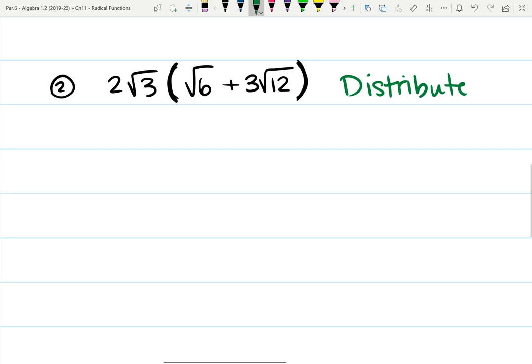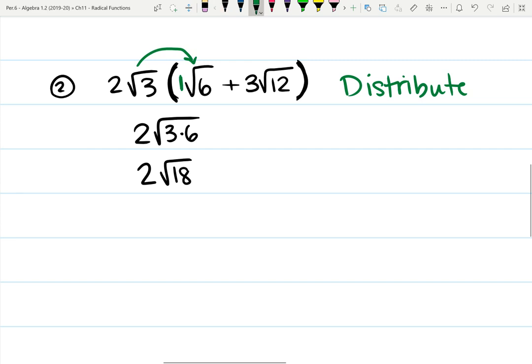So I'm going to start off by multiplying the first term. So I have 2 radical 3 times the radical 6. And again, we multiply insides together and outsides together. I'll start with the outside. I've got 2 times 1, right? That's an invisible 1 there. So that's really just 2 on the outside. On the inside, we're multiplying 3 times 6. So really, this is 2 radical 18.